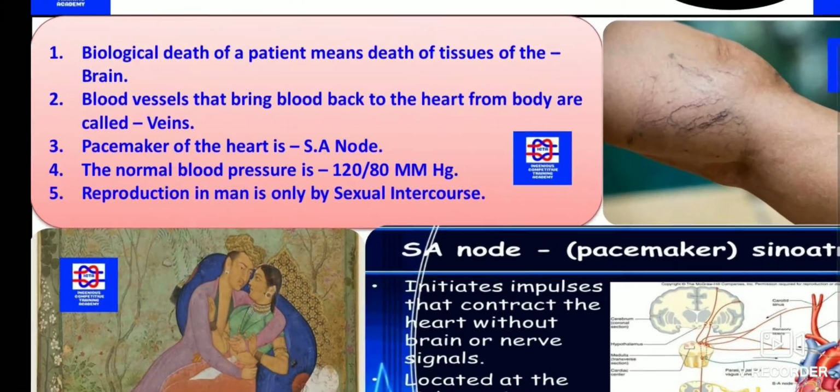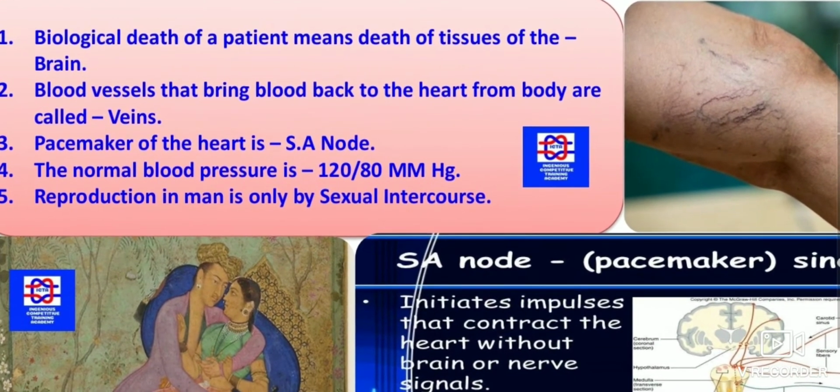Next, biological death of the patient means death of the tissue of the brain. So biological death means he has a brain hemorrhage and he will die.